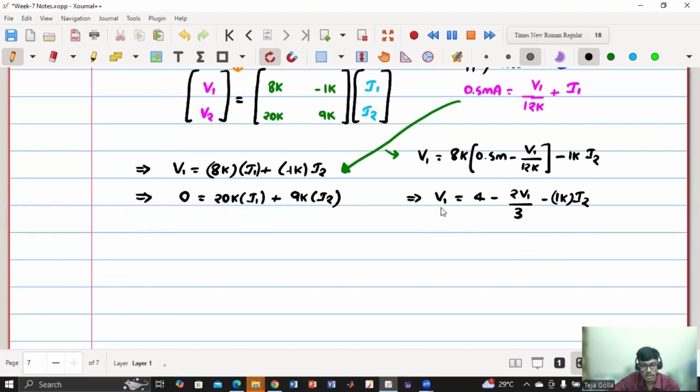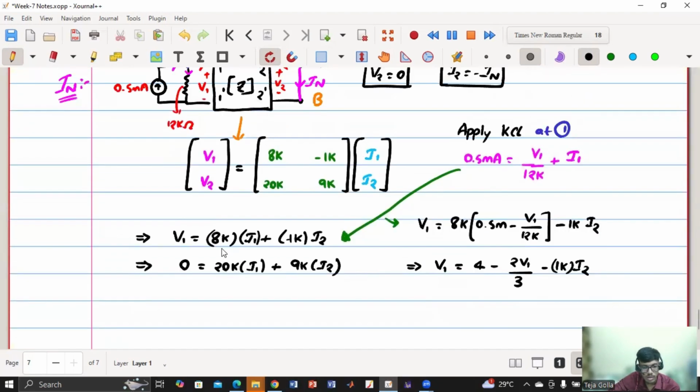Sir, how did we get this? So 20K I1 plus 9K I2 gives V1? Equal to 8K into I1, and I1 is what? 0.5 milli minus V1 by 12K. So I have just basically substituted this over here.